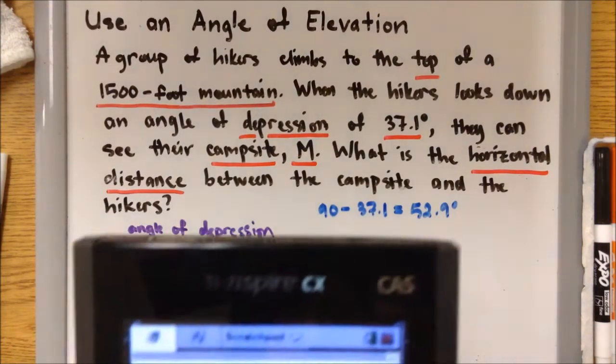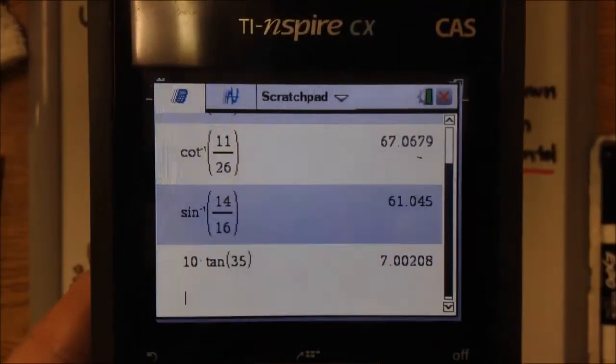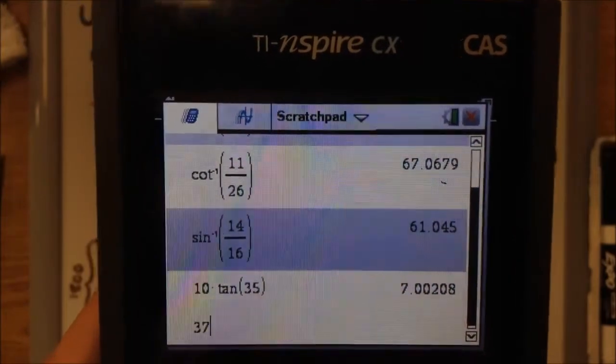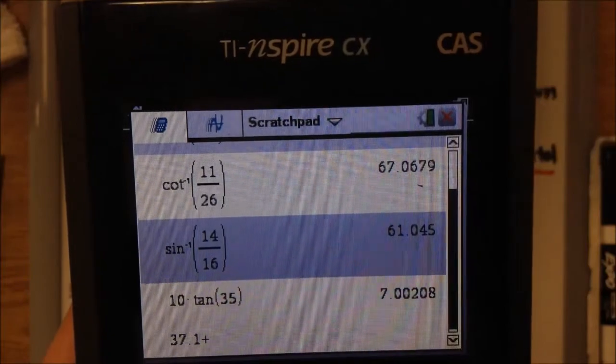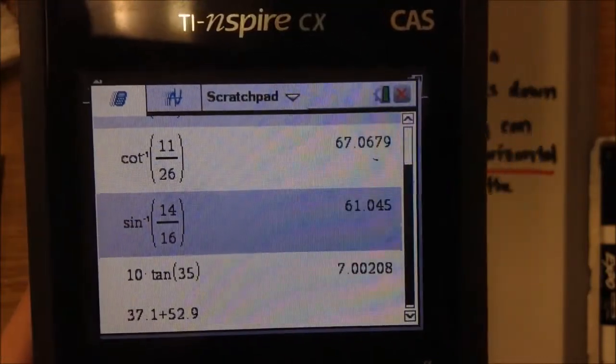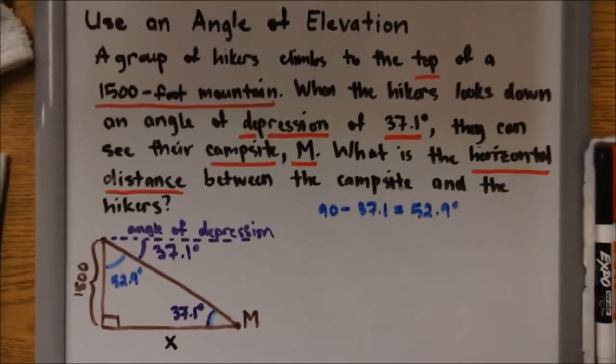So, to test that out, since I'm working with decimals, but you could do this by hand. So if I use 37.1 plus 52.9, it will add up to exactly 90. And since these two angles add up to 90, plus the 90 for the triangle, it will add up to 180. So these two measurements are correct. So we can use any angles.